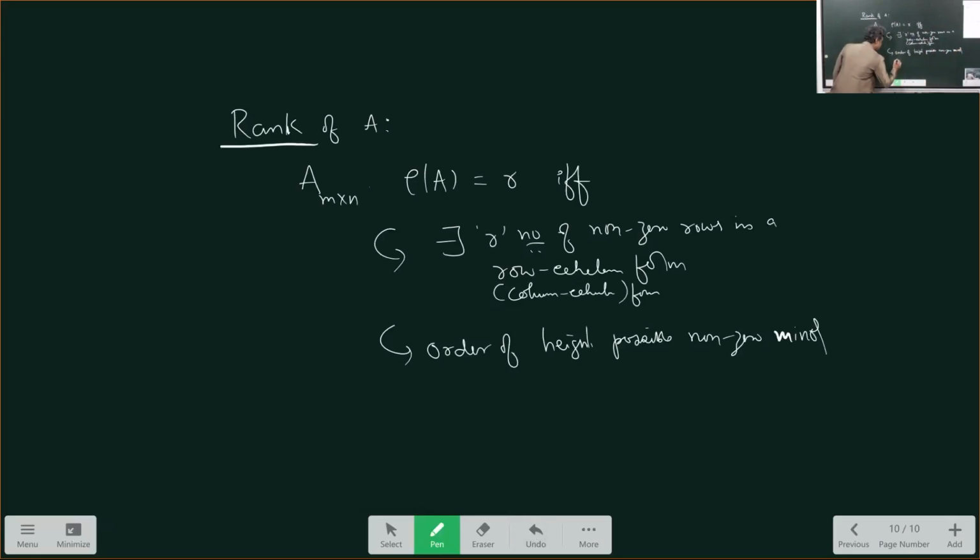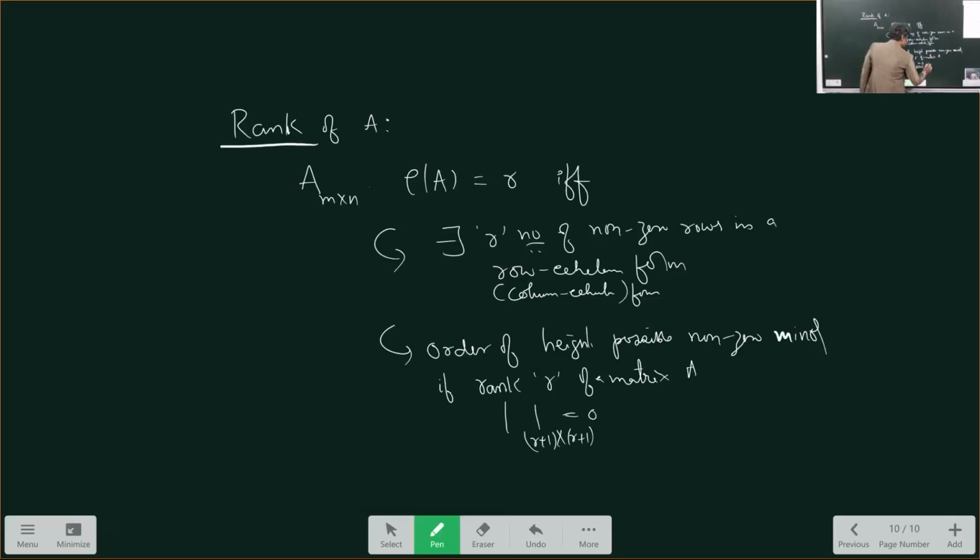If the rank of a matrix A is R, then the minor of order R plus 1 cross R plus 1, so I am talking about any order more than that R, its minor will be 0. Every minor of order more than R will be 0, and at least one minor of order R will be non-zero.